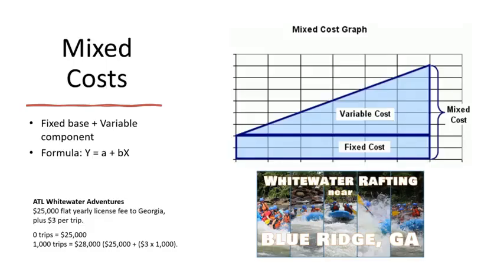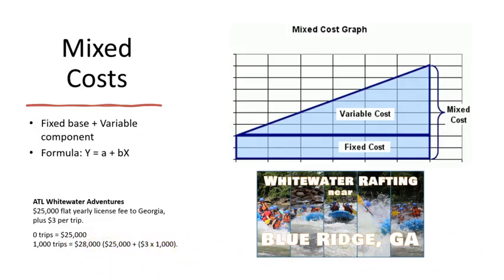Some costs are part fixed and part variable. We call these mixed costs. For example, ATL Whitewater Adventures is required to pay the state of Georgia an annual $25,000 licensing fee, plus $3 per trip they take down the river. Every time a customer goes down for a rafting trip, another $3. 1,000 trips altogether? Well, that's $28,000.